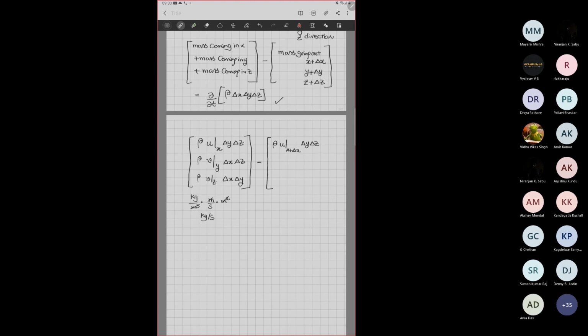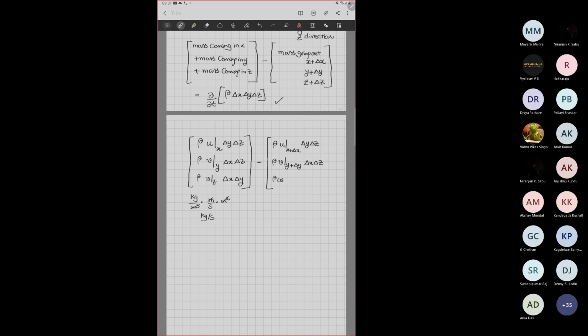In this analysis, we are trying to pretend that the entire box, an arbitrary box, is a cubical box. That is the reason I am in a position to write this. But this can be generic, and we will see that generic way of writing it later. Rho v entering at y plus delta y multiplied by delta x, delta z. From that plane, this much amount of mass is going out.